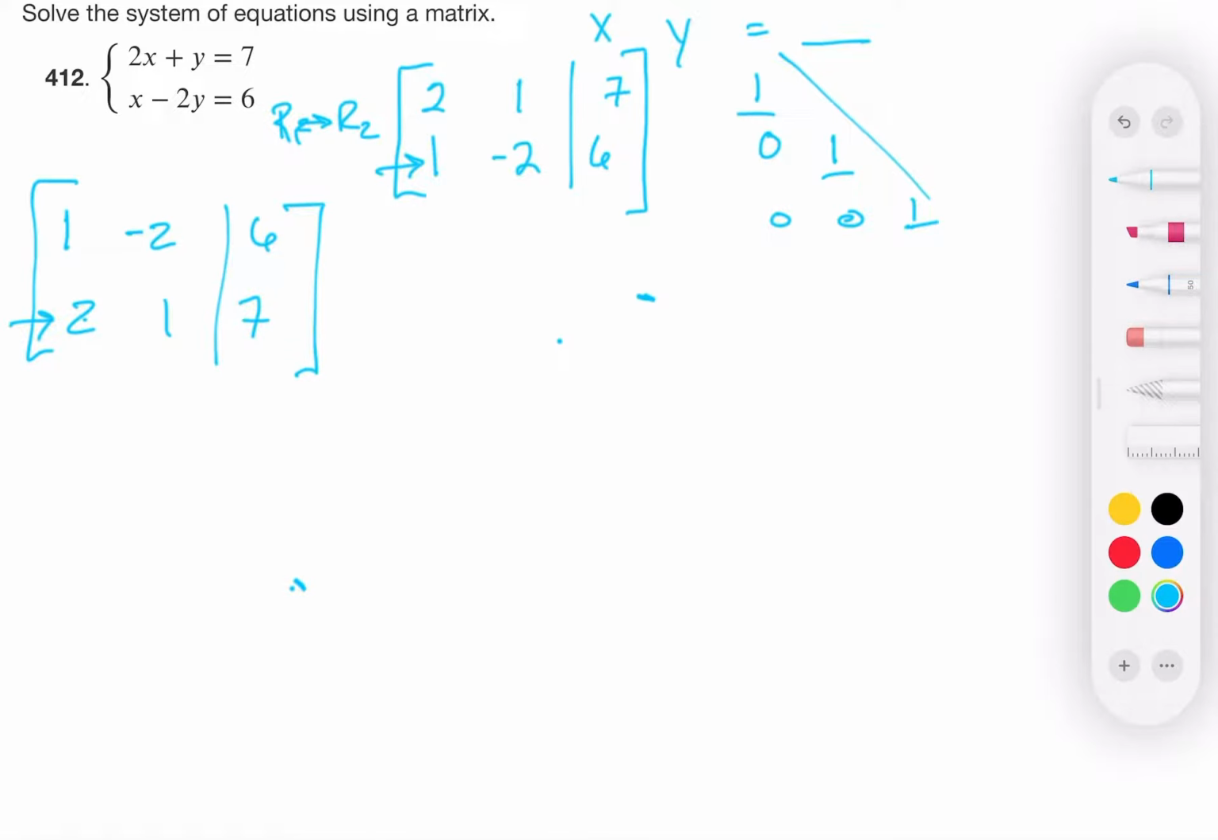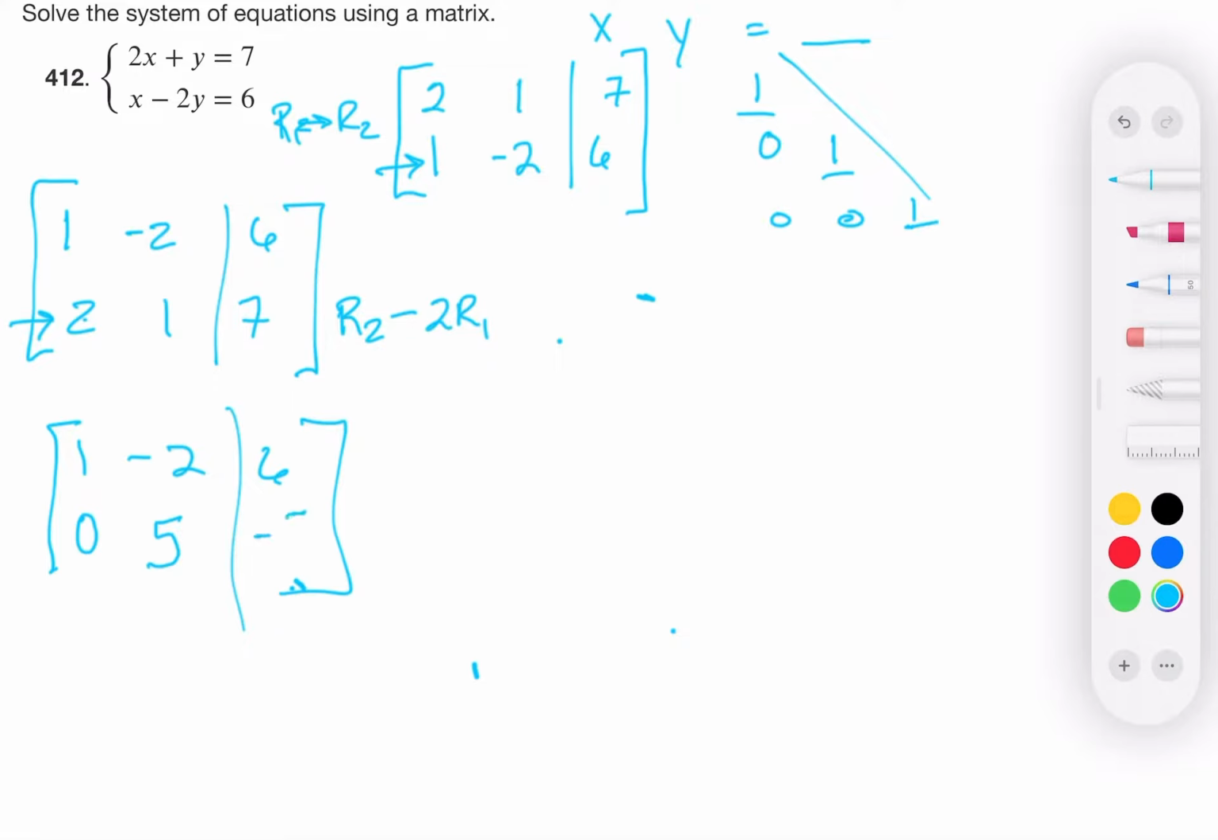So let's take row 2 minus 2 times row 1. So that's going to leave us with 1, negative 2, and a 6 here. And we're going to do 2 minus 2 times 1, so that's going to be 0. And then we want 1 minus 2 times negative 2, so that's going to be 1 plus 4, or it's going to be 5. And then we have 7 minus 2 times 6. So 7 minus 12 is going to give us a negative 5.